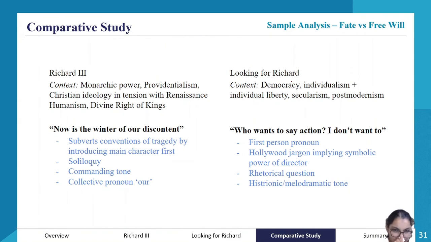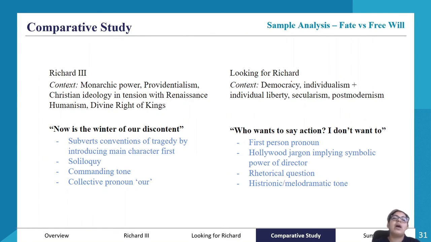Now, let's break it down. We're going to analyze a specific quote from Richard, with the theme of fate versus free will. In Richard III, the context is monarchic power, providentialism, Christian ideology, in tension with Renaissance humanism and the divine right of kings. So when we see "Now is the winter of our discontent," we can analyze it through those lenses. It subverts the conventions of tragedy by introducing the main character first, which is quite important compared with Shakespeare's other plays.